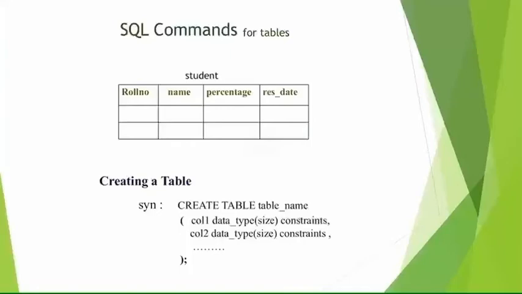As we have already learned in the previous section, a primary key basically helps us to uniquely identify rows in the table. Also, a table cannot have more than one primary key. Again, column 2, data type within bracket size constraints up to any number of columns as we need.